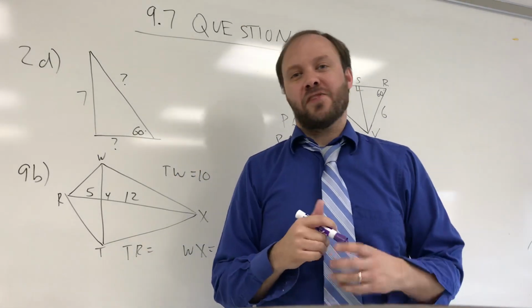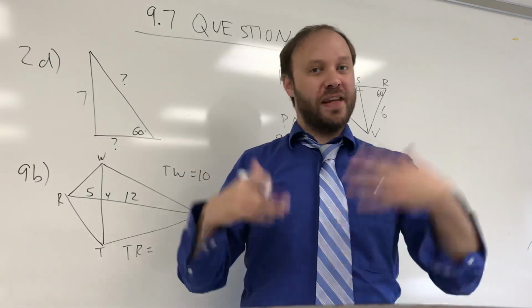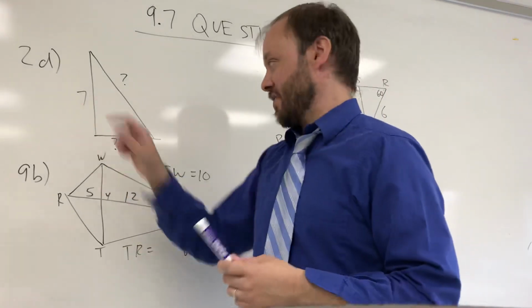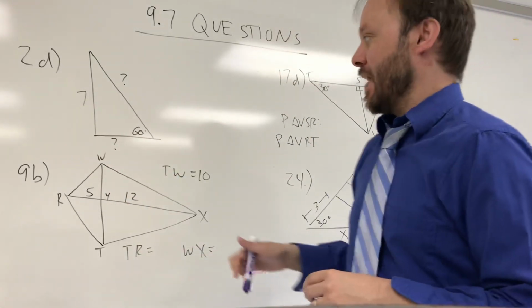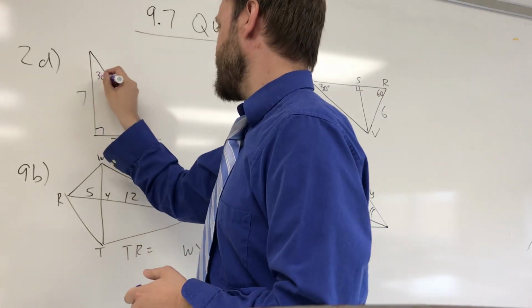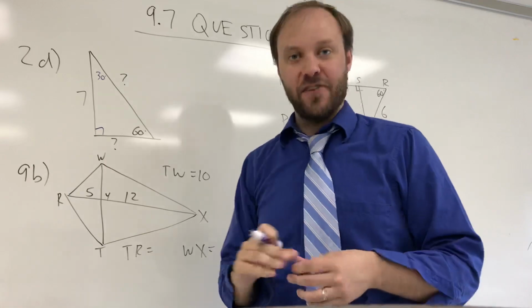We've gotten quite a few questions from section 9.7, so let's take a look at them. First question we had was 2D, which I think is a really good example question. It's a 30, 60, 90 triangle. I think I probably should have labeled those. It's a little 30, 60, 90 triangle.